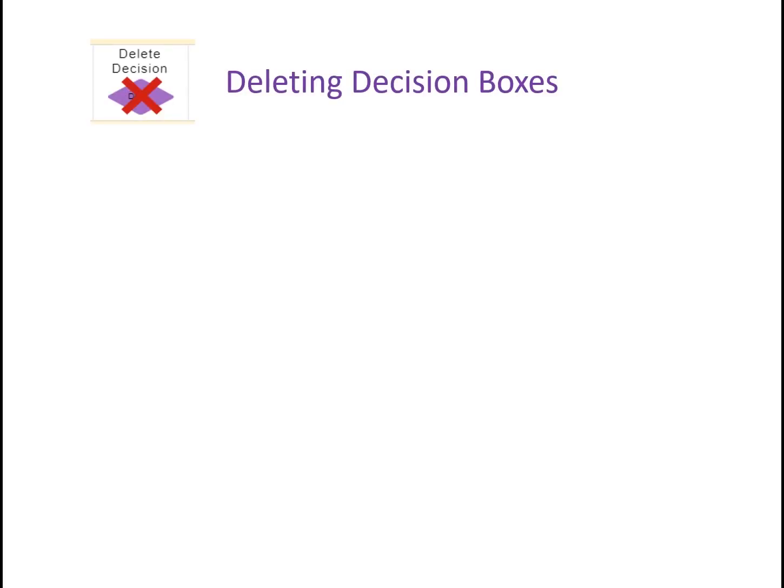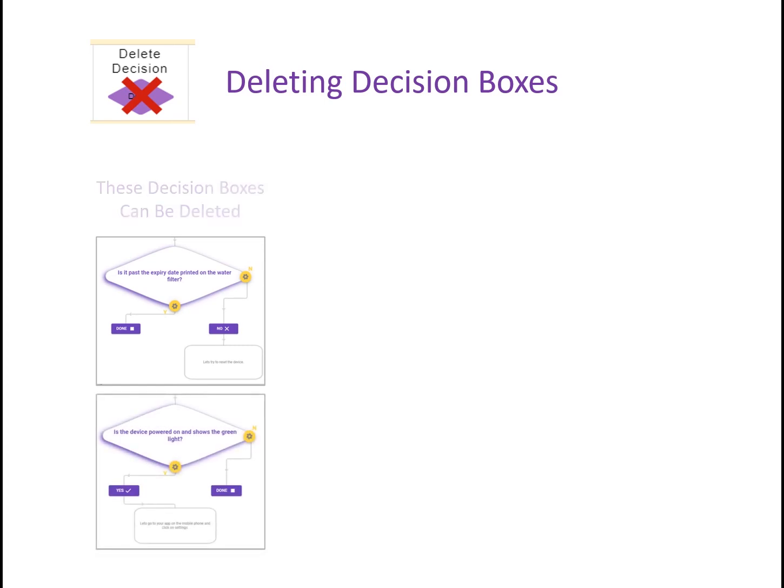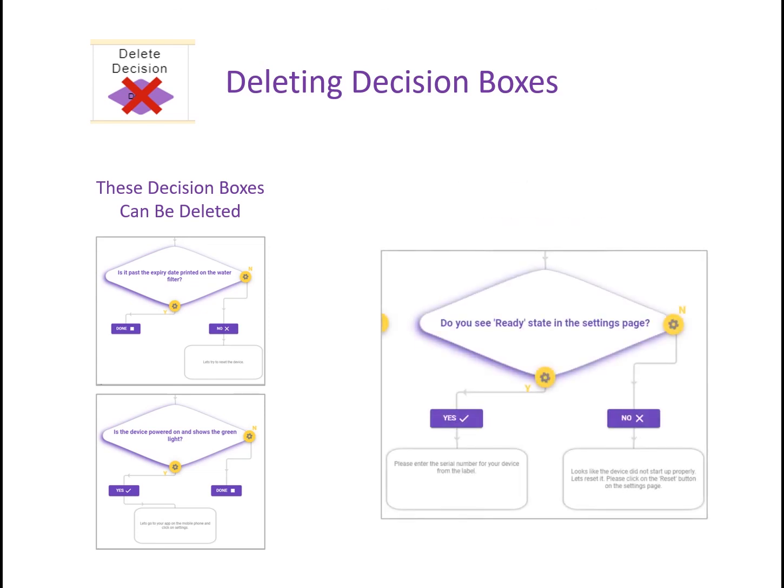Now let's talk about some important considerations when it comes to deleting decision boxes. A decision box can only be deleted if at least one of the yes or the no branches has no boxes connected. In other words, if you have boxes connected on both the corners of the decision box, you will not be able to delete this decision box. In this situation, you have to delete at least one whole branch before you can delete this decision box.